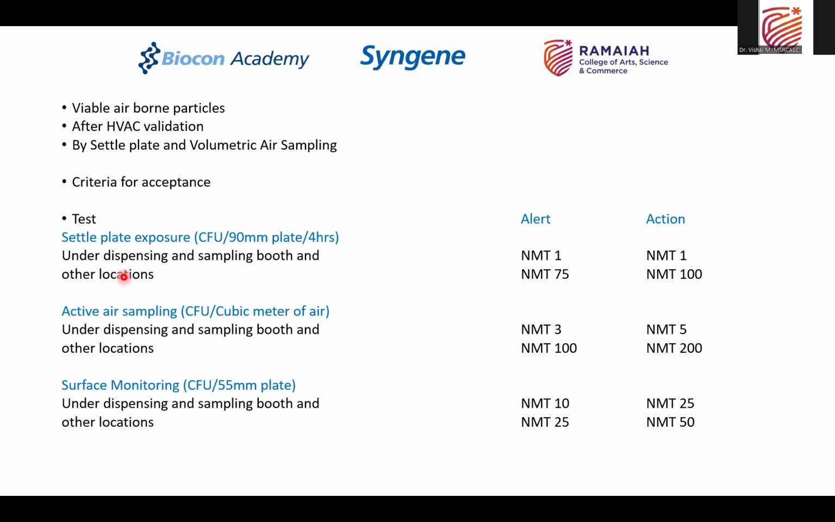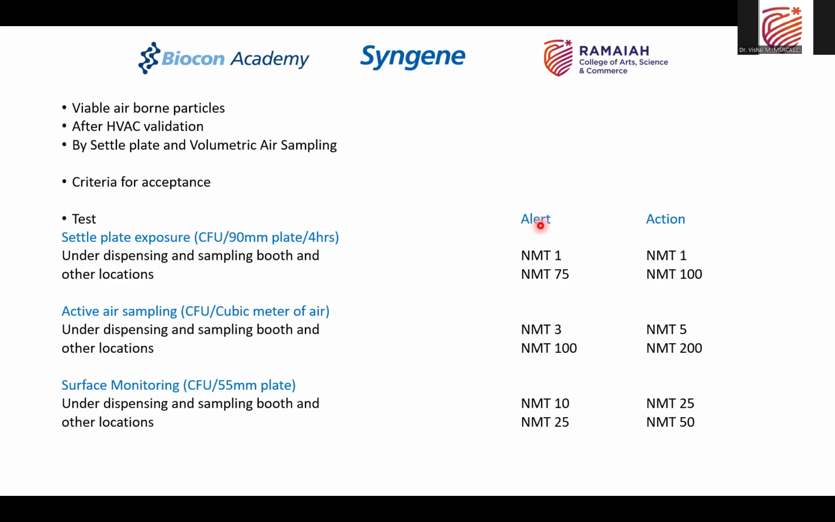Now, during active air sampling, if you remember, the air is forced onto the media plate for a particular time, a particular amount of air, and then the plates are incubated, and the next day colony forming units are counted. So again, under the dispensing area, sampling booth, if colony forming units are 3 or more, there is an alert. If colony forming units are 5, serious action has to be taken. Now, in other locations like non-critical locations, colony forming units are allowed up to 100. 100 colony forming units are okay.